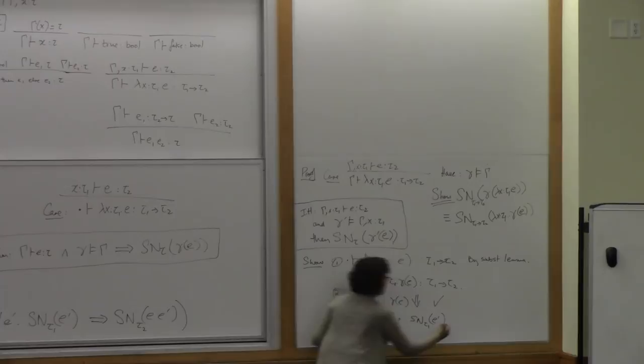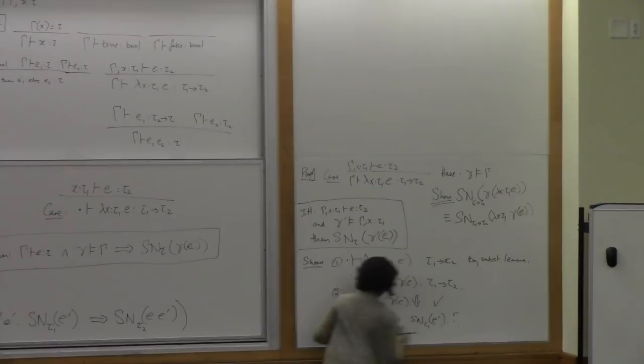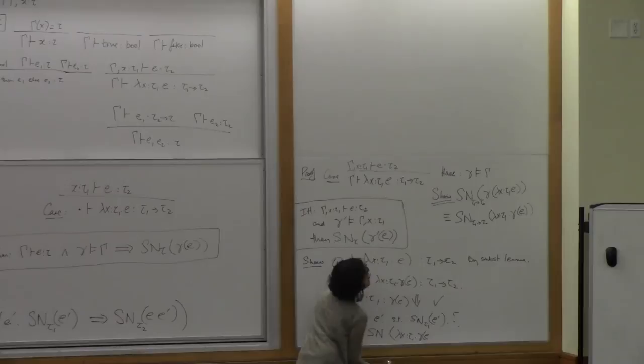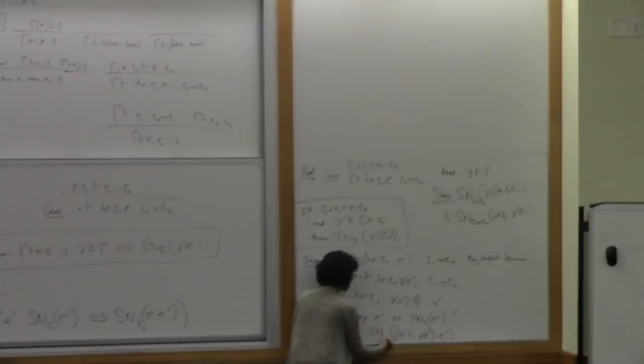Okay? And now what we have to show is this fact right here, that the application is strongly normalizing at the result type tau 2. And what is the application? Let me put that here. Show that our lambda x colon tau 1 dot gamma e applied to this argument, E prime, is strongly normalizing at the result type tau 2. That's what we have to show.